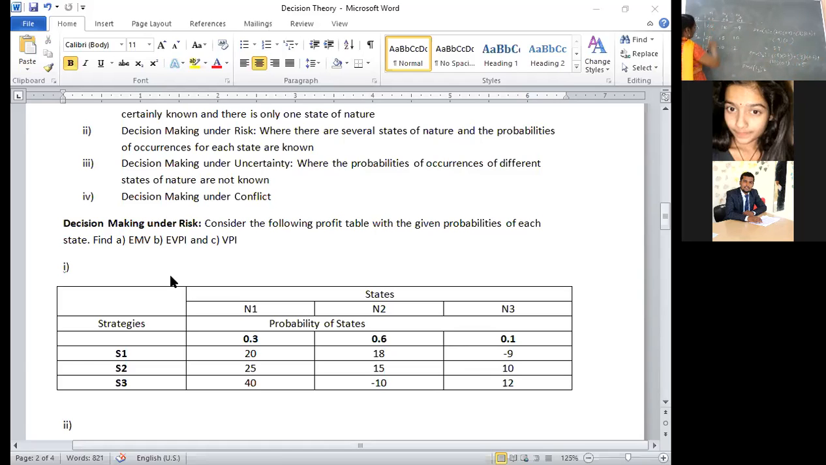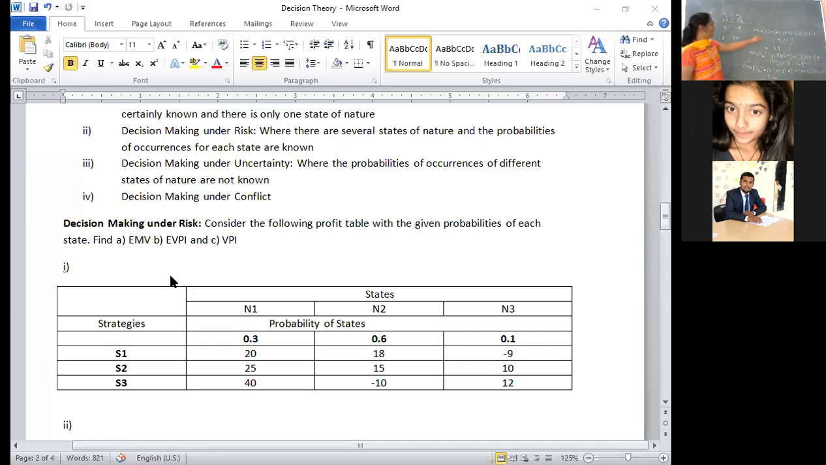Similarly, calculate expected monetary value for strategy S3. This is 40, 40 into 0.3, plus here minus 10, negative, loss, that means minus 10 into 0.6, plus here which value are we having? 12. 12 into 0.1. Then we will get this value as 7.2.